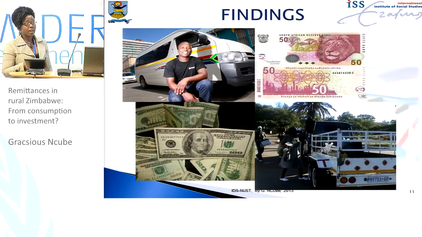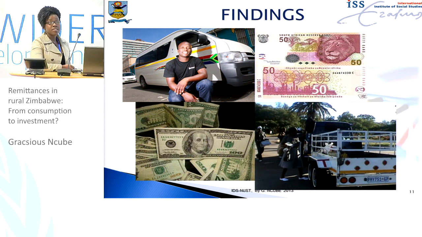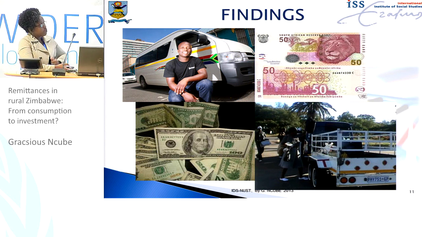Basically, in this particular rural village, there is a high incidence of remittances, like I said, and mainly it's remittances from South Africa, which are remitted in the form of South African rands or groceries. And the first picture to my left is the common mode of transport that is used basically when transporting the goods kind of remittances, which is the same as the one to your bottom right.